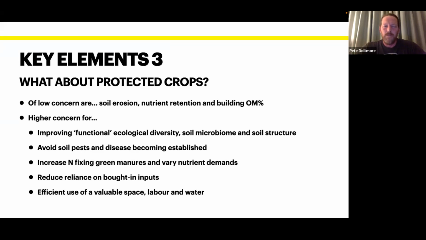And then we want to be efficiently using the space. It's probably the most valuable space on the holding in terms of the output, and it's very labor intensive, and we need to water it. So we want to be using that area efficiently.